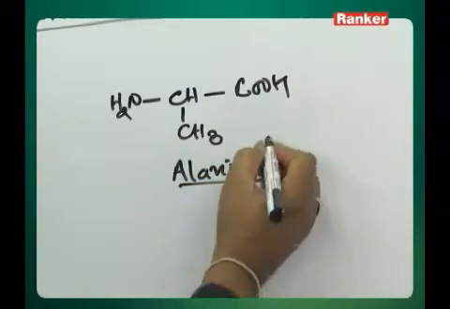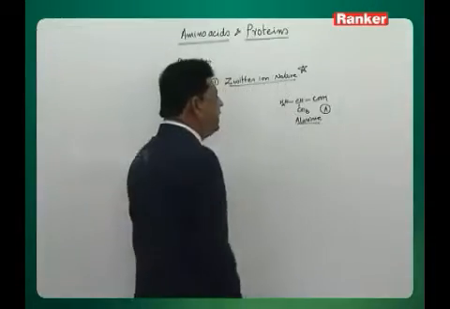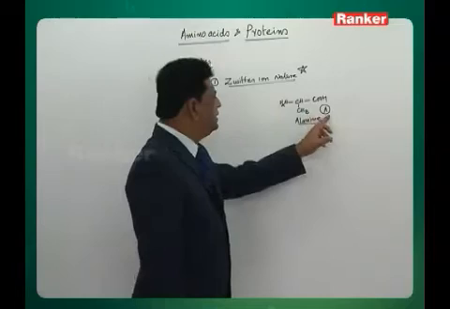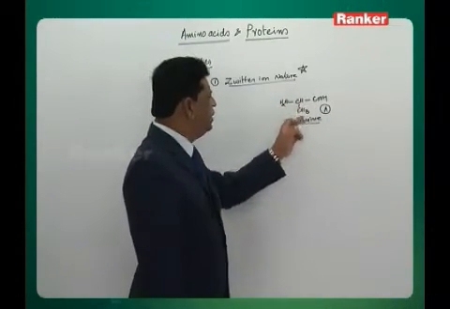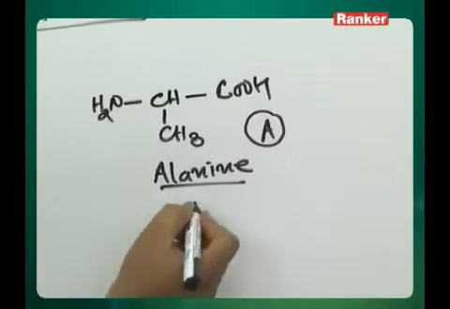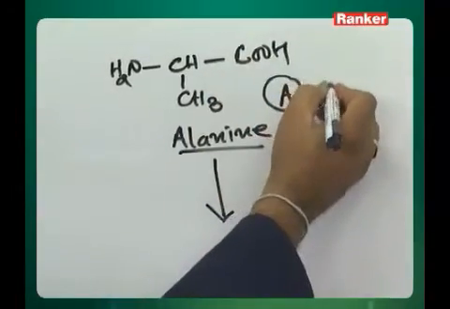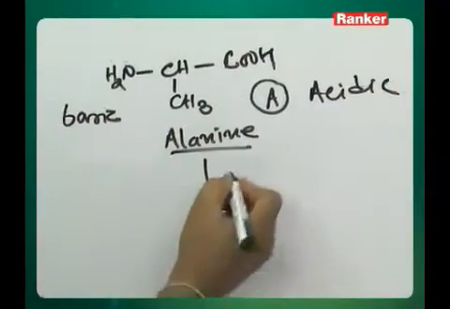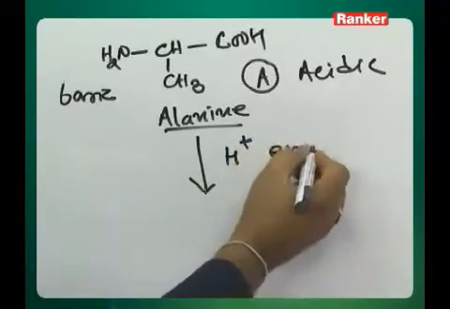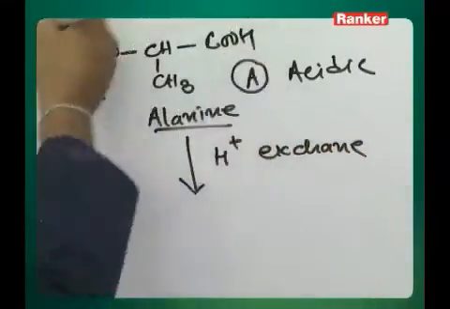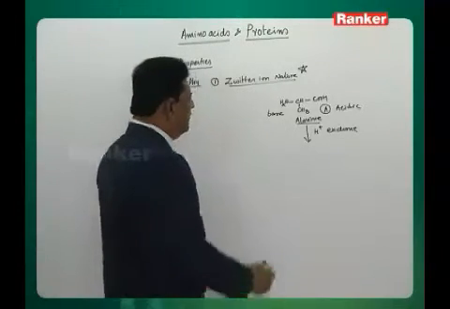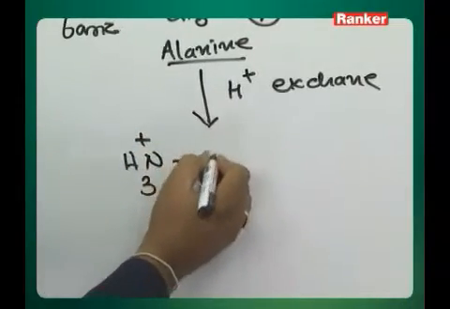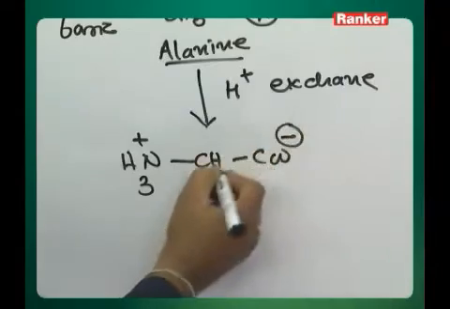Let this alanine structure be assigned A. Alanine is nothing but 2-aminopropanoic acid. The alanine structure is taken as a simple NH2 and COOH. But practically thinking what happens, the COOH is acidic in function and the amino is basic in function. So immediately one proton exchange takes place from this side to that side. The amino receives a proton, becomes NH3 plus, and on the other side you will get COO minus.